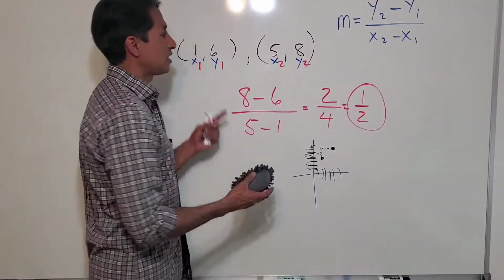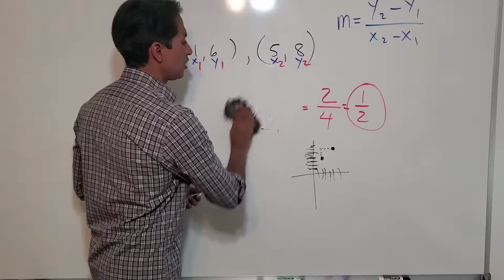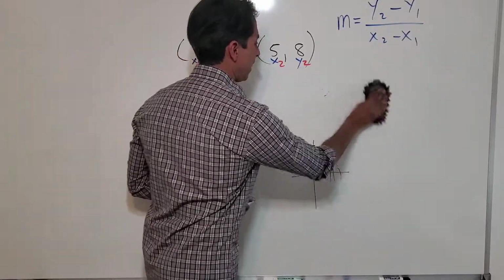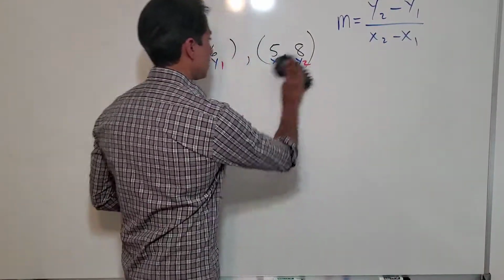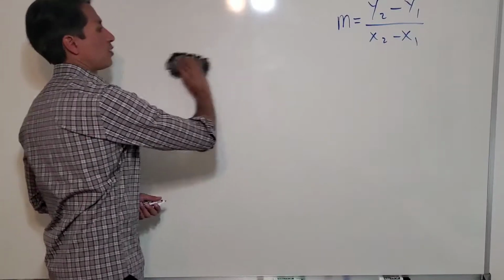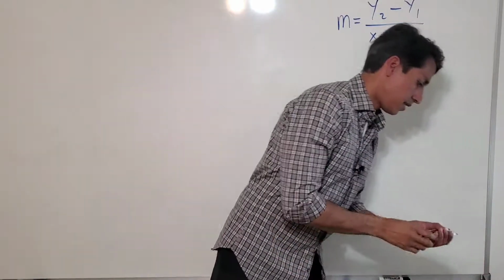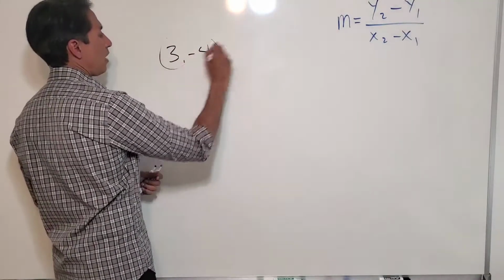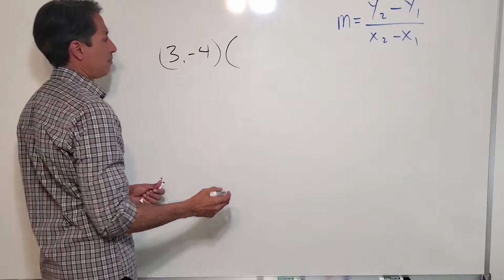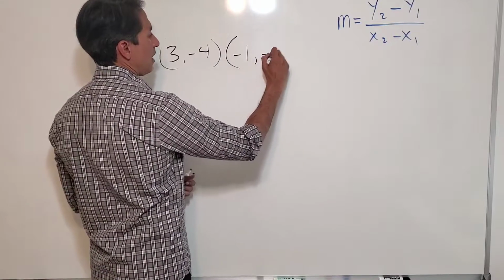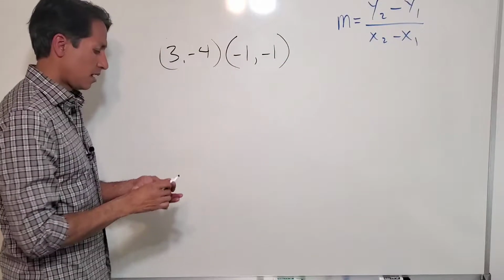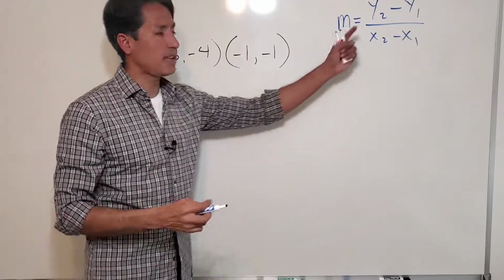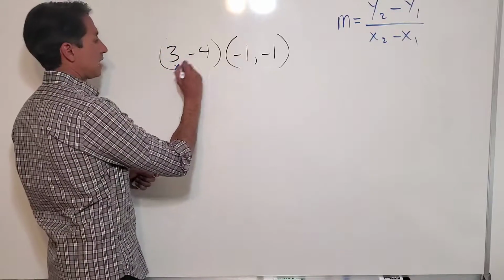Okay. So this is how you do these. I guess let's do one more. Let's plug in some negative numbers just to see what happens and make sure we're all together with that. Let's see here. How about 3, -4, and -1, -1. Okay? All right. So the formula is here. I'm going to label this guy X and Y.